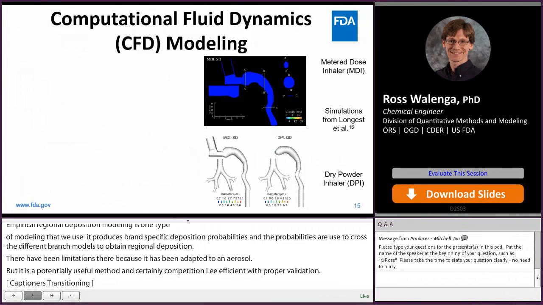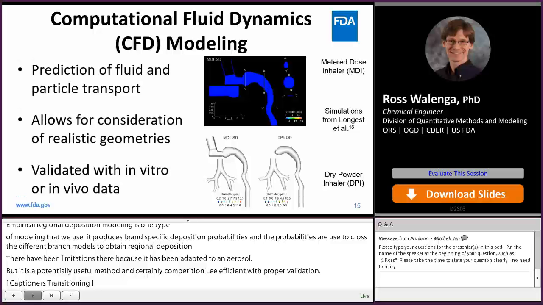There's computational fluid dynamics, or CFD modeling. This allows for prediction of fluid and particle transport. It's a physics-based modeling approach. It allows for consideration of realistic geometries, which can be really important for a drug-device combination product. So you can actually consider differences in device design. This may be validated with either in vitro or in vivo data, as I'll discuss a little bit later.